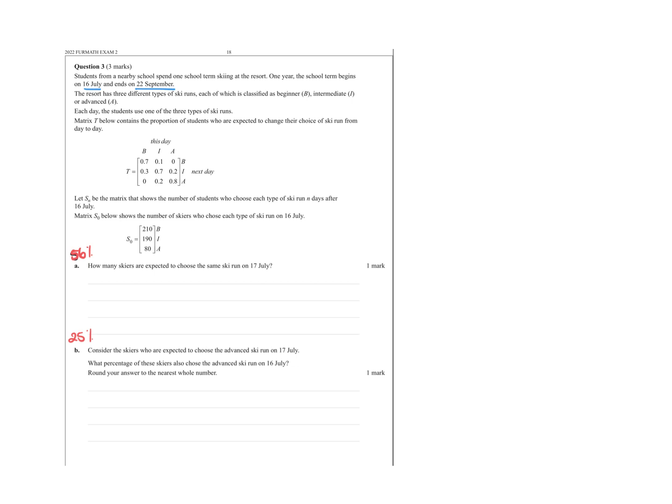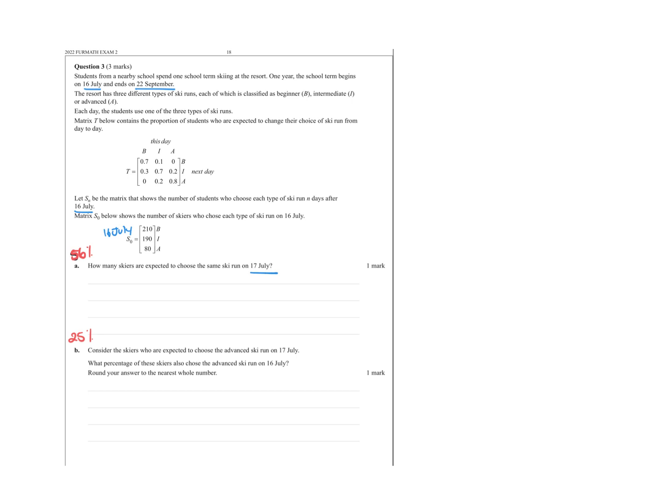Each day, students use 1 type of ski run, and below is the transition matrix to show how they change their choice. Let Sn be the matrix that shows the number of students at each type after n days after the 16th of July. So the 16th of July is S0, yeah? So how many skiers choose the same ski run on the 17th of July? Because they said it begins, this is the 16th of July.